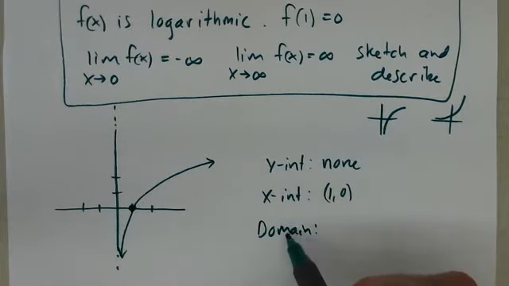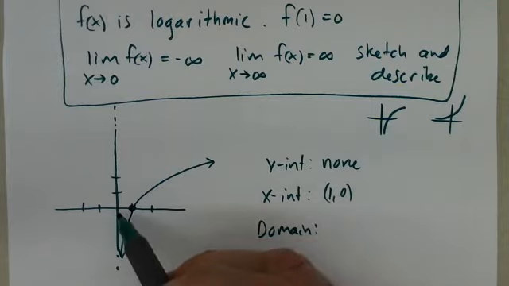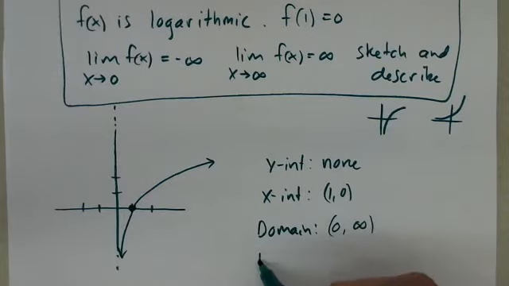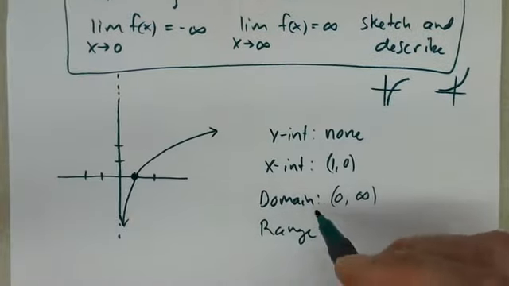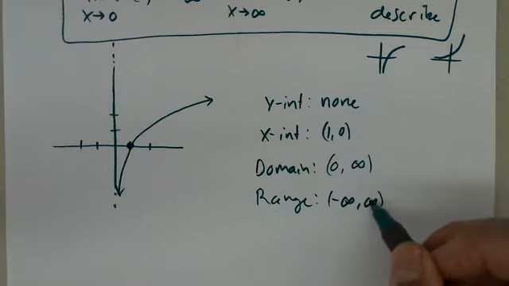Domain. The domain, all the x values that have a point on the graph, so the x values start at 0 but not including 0, so we go to infinity. Not including 0. Range. Go all the way down to negative infinity and all the way up to positive infinity. The range negative infinity to positive infinity.